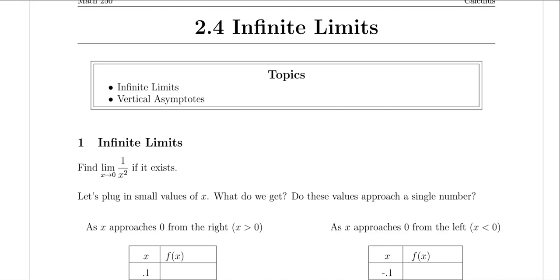Hi everyone, welcome to part 1 of our video recordings for section 2.4 dealing with infinite limits. In this set of videos, we're going to be discussing infinite limits and how they relate to vertical asymptotes. Alright, so let's go ahead and begin.